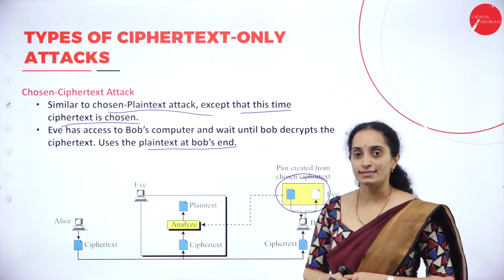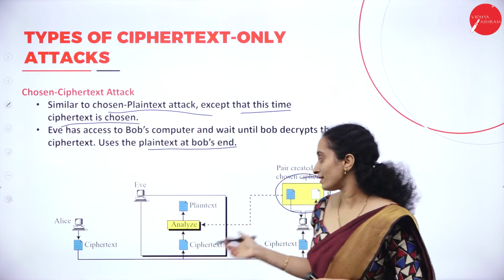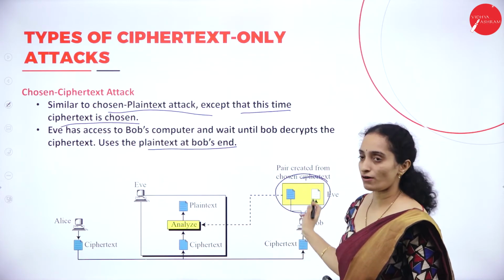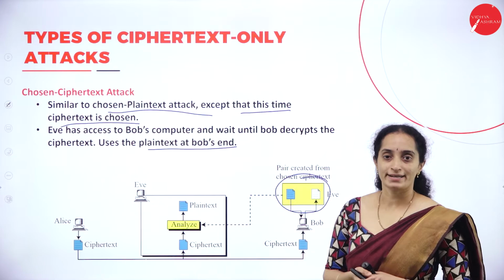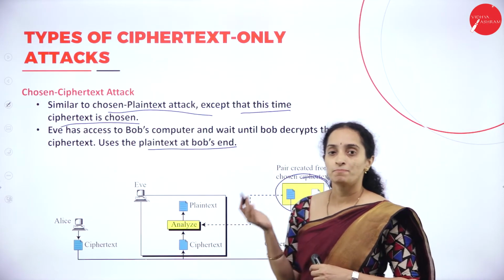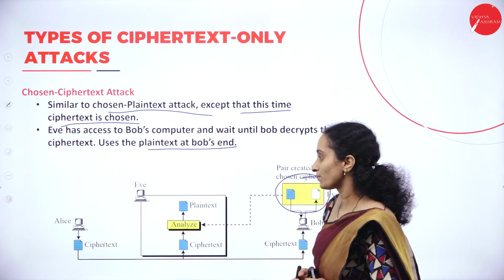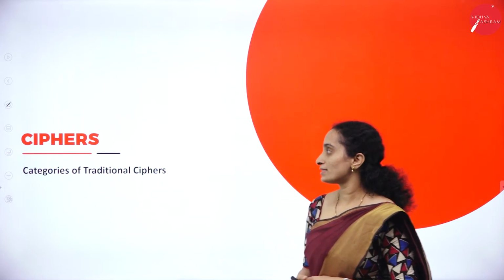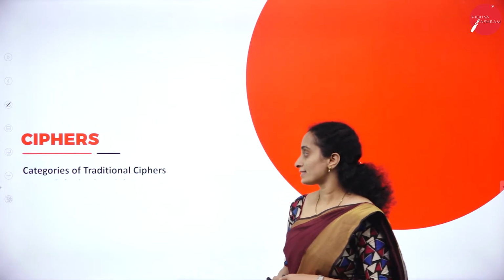Uses the plain text at Bob's end. She'll get the message pair of ciphertext and plain text so that she can predict the message. Okay. Next comes the categories of traditional ciphers.